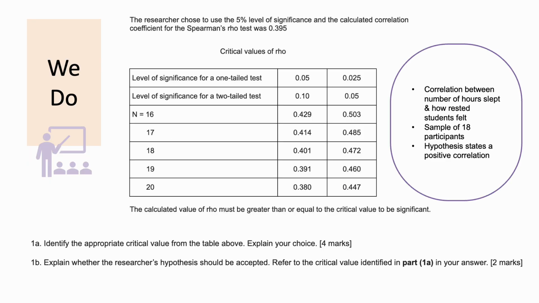So the question says, and the key things are here, the calculated value was 0.395. So that's what we need to compare against this table. We've got to identify the appropriate value from the table and explain our choice. 4 marks: 1 mark for getting the right critical value, 3 marks for explaining how we got that far.